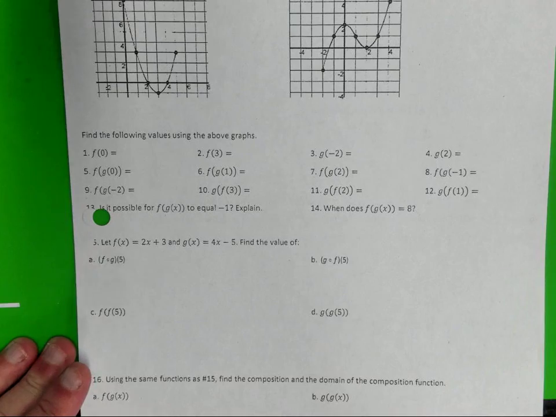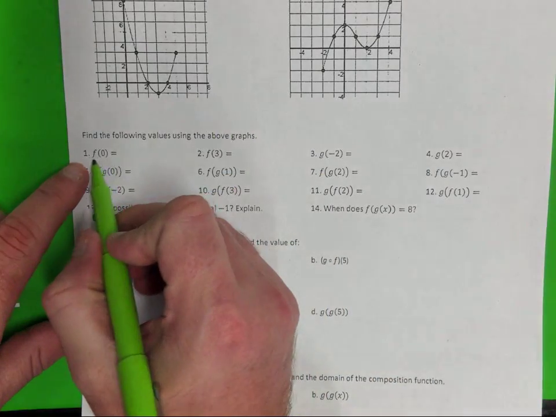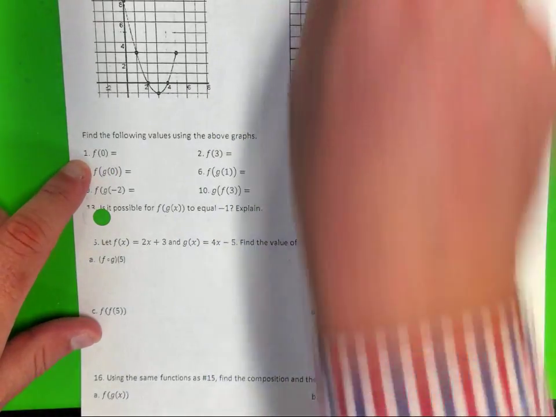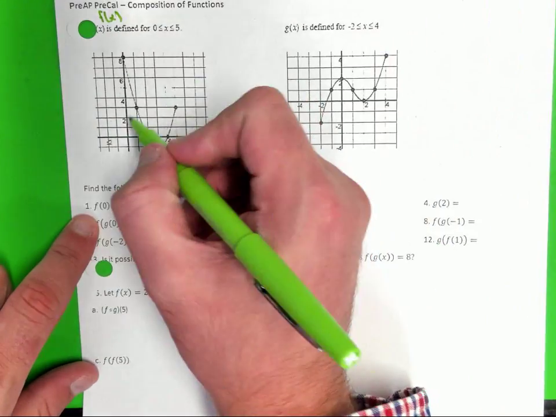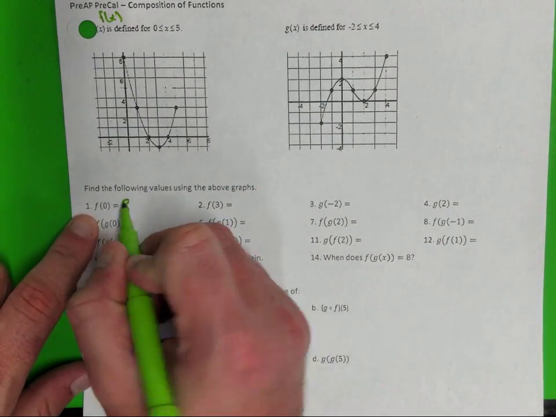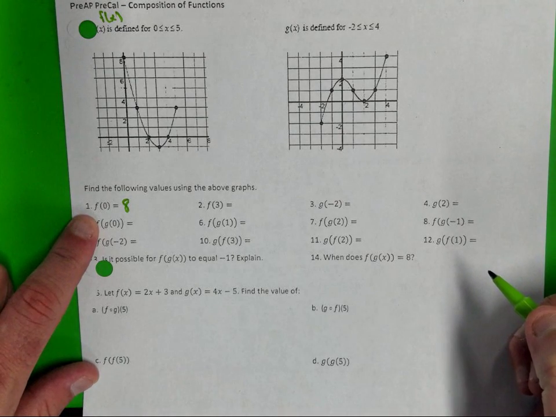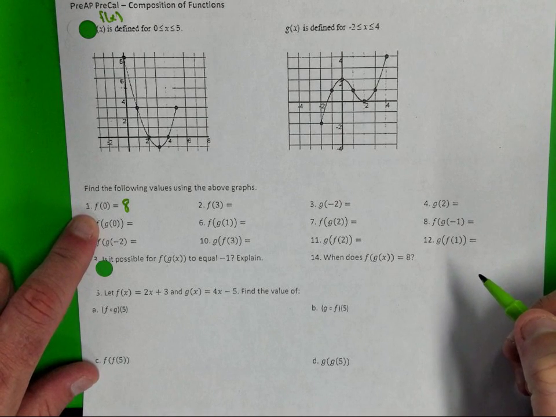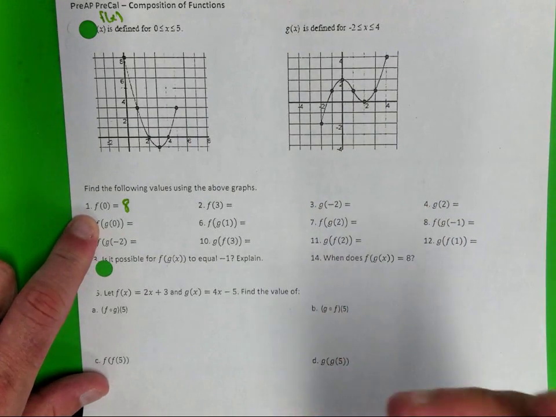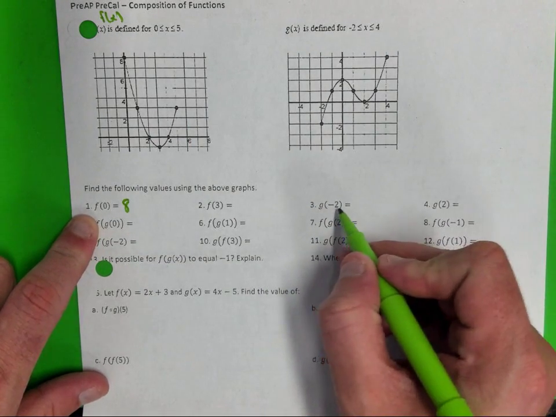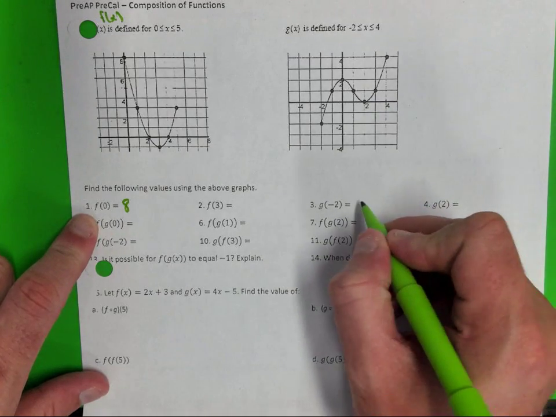And we're just going to do the odd ones right now. So if I look at f of 0, which graph do I choose, the f graph or the g graph? f of 0. 0 is what? 8. Now, you should already know how to do 1 and 3. What's g of negative 2? Would I go to the f graph or g graph? g of negative 2, that's your x value. So what's your y value?